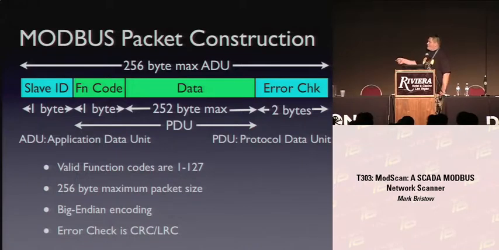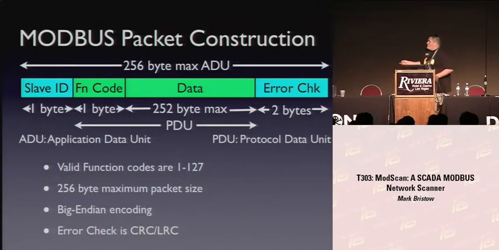Now, Modbus serial has this other concept of a slave ID and has error checking on it. And as you can see, it runs up to 256 bytes, which was actually because this was originally designed in the 70s as a serial protocol, and 256 was the maximum size an RS-485 packet could be, so that's why it's the size that it is.